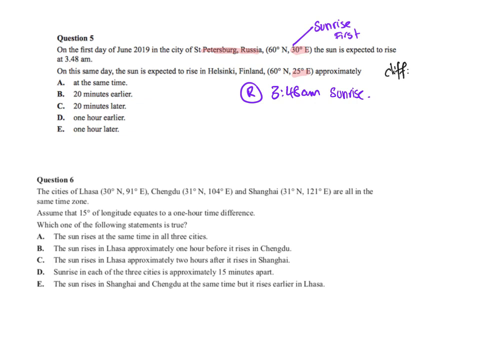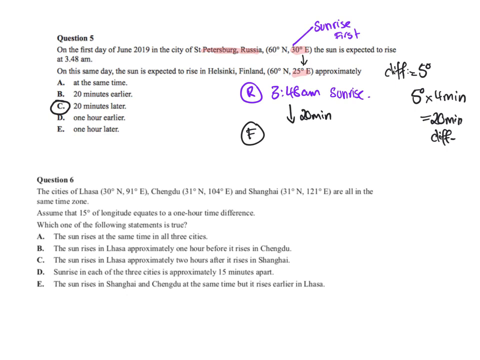So remember, the difference will be the difference in their longitudes. So there's 5 degrees difference, and we can just do the 5 times the 4 minutes, because 1 degree is approximately 4 minutes. So there's a 20-minute difference, and if Russia got it first, then 20 minutes after, the Finland place will get it. So if you add 20 minutes to that, it's just asking, so we can just say 20 minutes later.